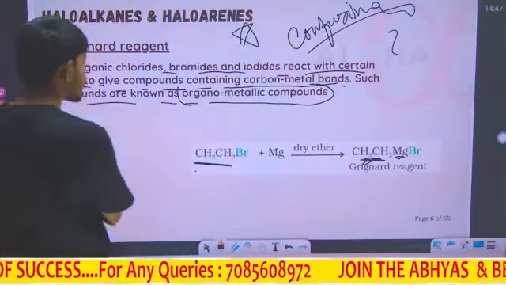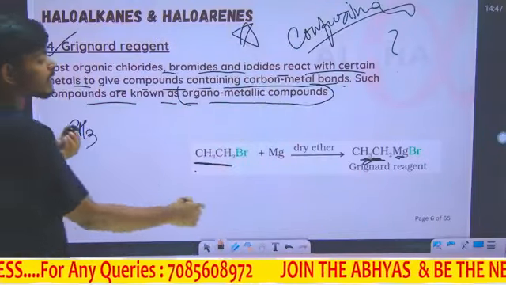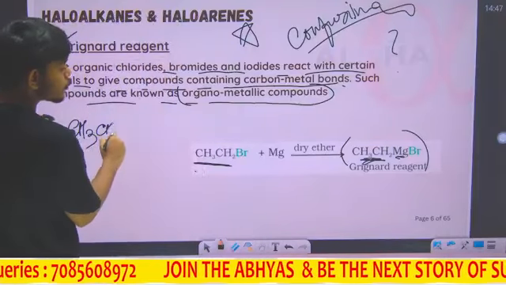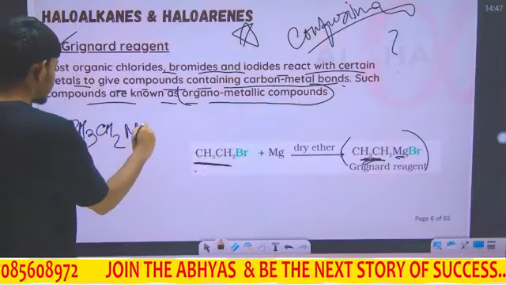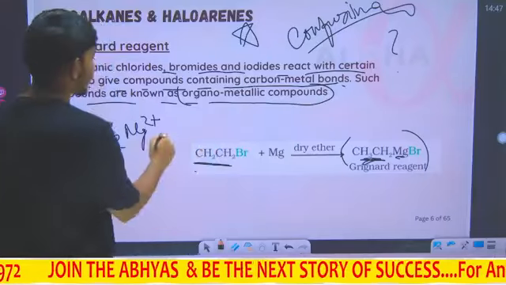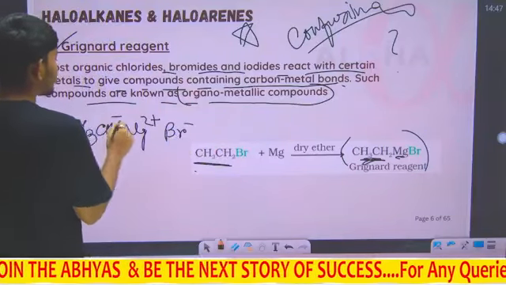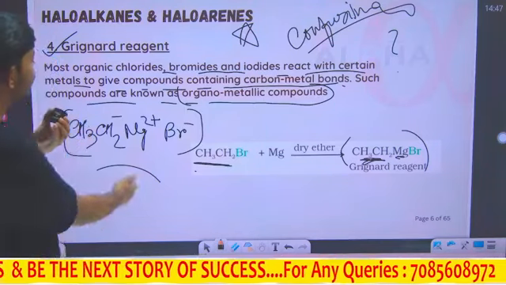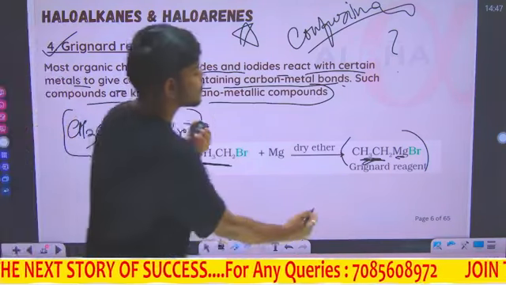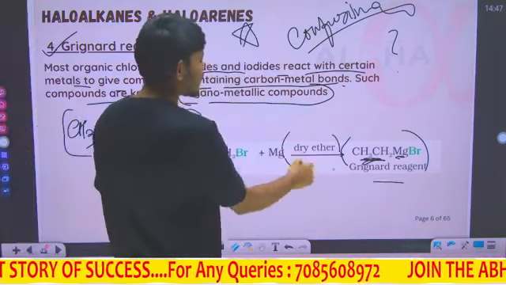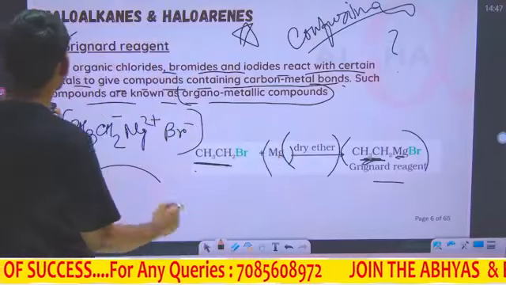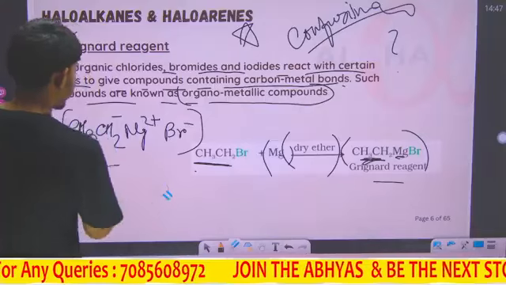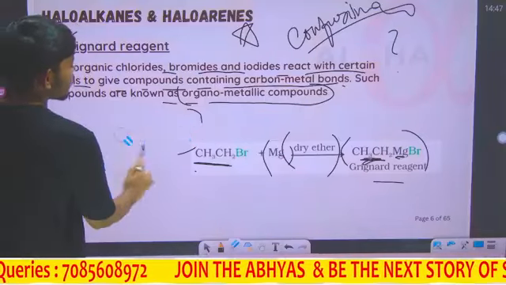How does this form? Suppose I'm just showing how this compound exists. You can write CH2 here. This is Br minus, this is Mg plus. In total it is neutral, so it forms a bond, and this is the Grignard reagent you get. What is the reagent? Dry ether and Mg. That's it. I can give you an example. I can give another example if you need.